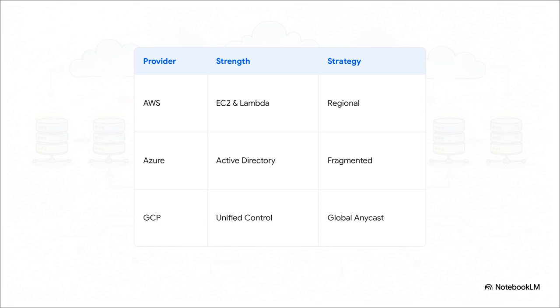Azure excels in Active Directory integration and hybrid Windows environments, but its routing is somewhat fragmented between the global Front Door service and the regional App Gateway. GCP actually stands out quite a bit here. It utilizes a unified global control plane and gives you a global Anycast IP right out of the box.